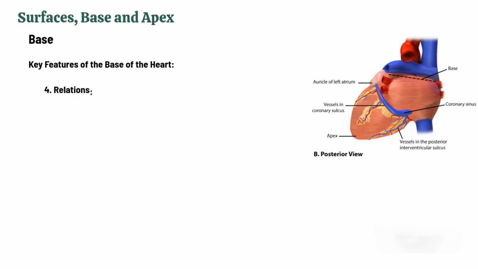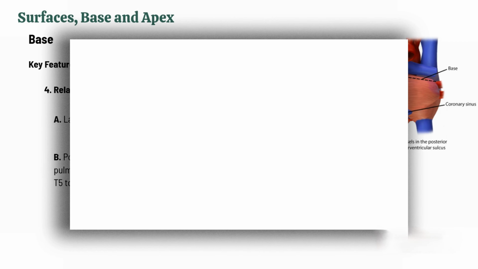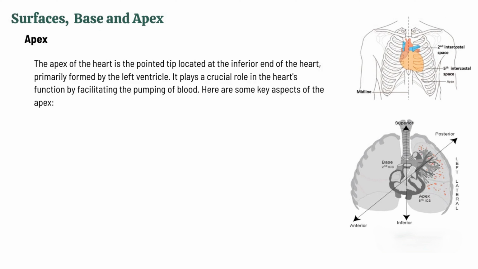4. Relations. A. Laterally, the base is adjacent to the roots of the lungs. B. Posteriorly, it is related to structures such as the pericardium, pulmonary veins, aorta, esophagus, and the vertebral bodies of T5 to T9. Apex. The apex of the heart is the pointed tip located at the inferior end of the heart, primarily formed by the left ventricle. It plays a crucial role in the heart's function by facilitating the pumping of blood.